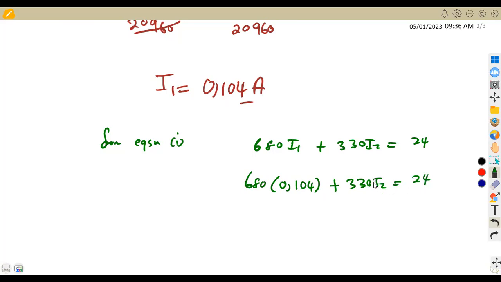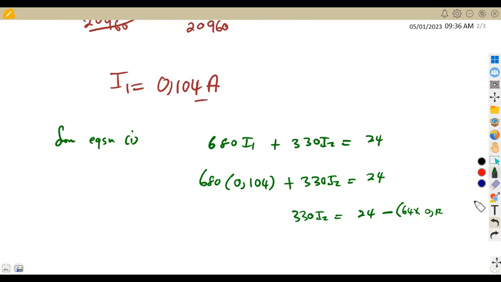So from there, we can solve for I2. Depending on your simplification, you can combine the two, or you can transpose this part to the other side of the equation so that we can subtract, and at the end, we divide. So this is going to be 330 I2 is equal to 24 minus this product, or the answer that you're going to have depending on your simplification, which is 680 times 0.104. So everything can be divided by 330 so that we can have the value of I2 in this case.